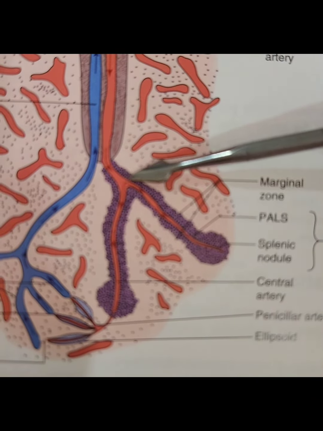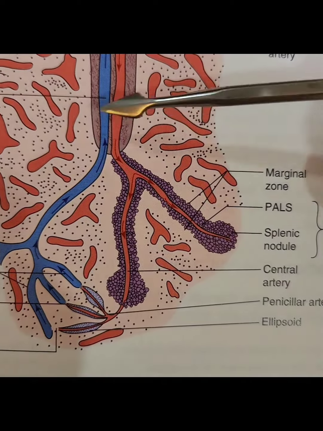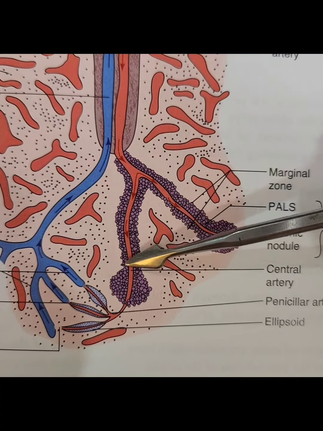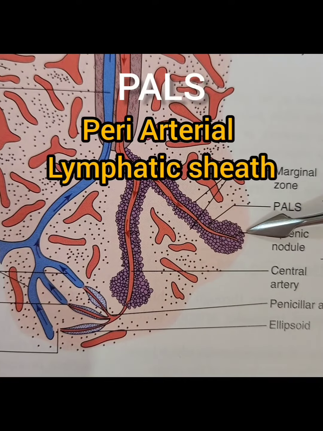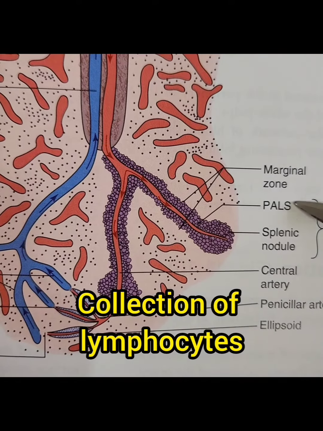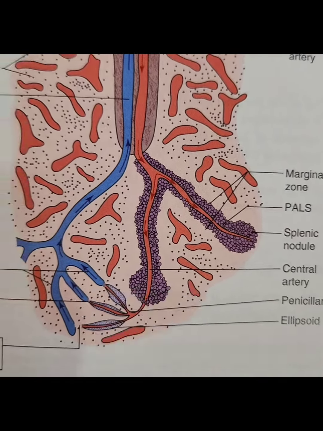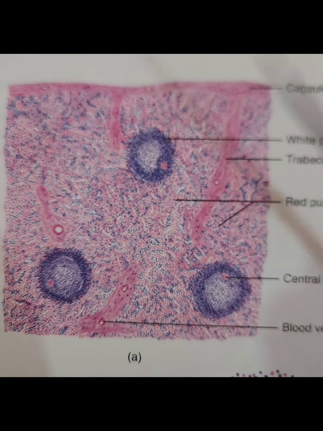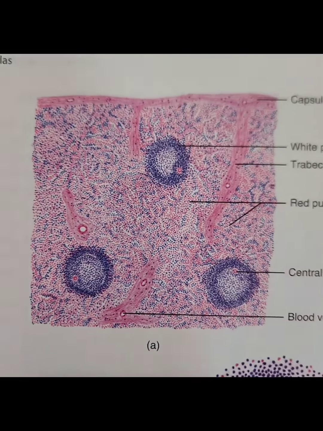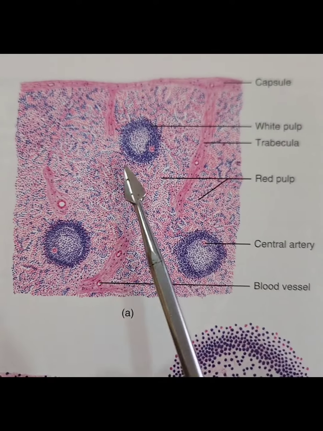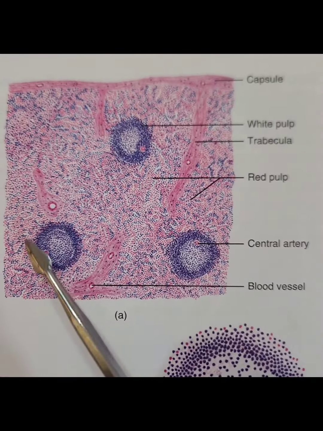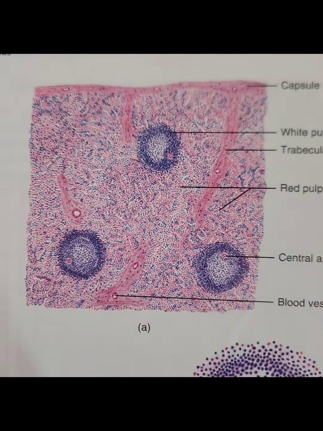We can see in the pulp, the splenic artery is covered by a lymphatic sheath around it. This is called the periarterial lymphatic sheath, which makes the white pulp. So these are the white pulp, periarterial lymphatic sheath with an eccentrically placed arteriole. The rest of the area in between these white pulps is all red pulp.